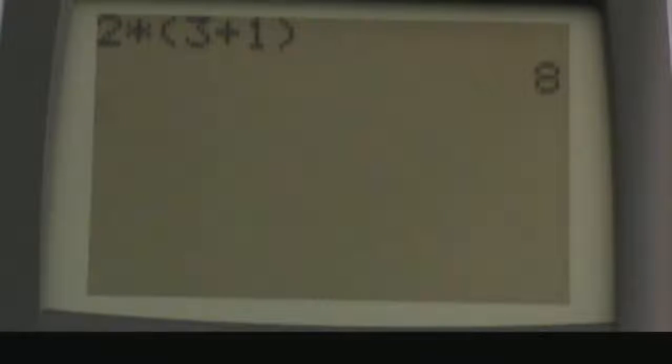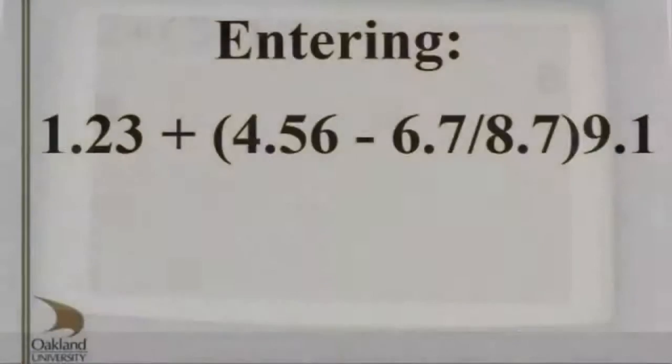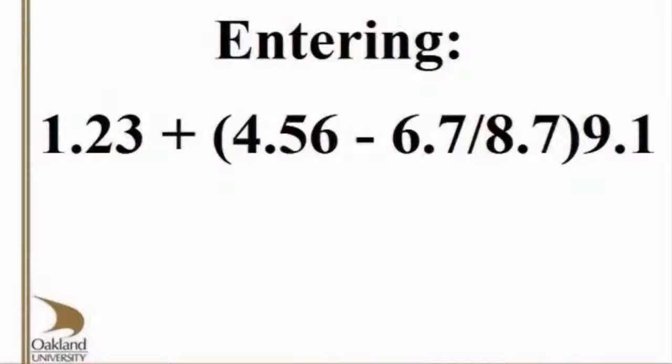So we did 2 times our parentheses 3 plus 1 end parentheses, which will give us a solution of 8. However, if we typed in 2 times 3 plus 1 without putting in any parentheses, we would get a solution of 7 instead of 8, which is incorrect. In this example, when entering the following equation, we'll see that the placement of our parentheses is even more significant. So we'll look at how we plug this into our calculator.